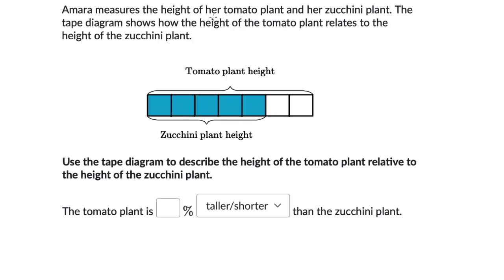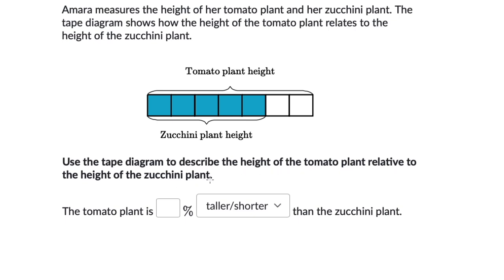Amara measures the height of her tomato plant and her zucchini plant. The tape diagram shows how the height of the tomato plant relates to the height of the zucchini plant. All right, so if this whole thing is the tomato plant height, the part that is shaded in is the zucchini plant height. Use the tape diagram to describe the height of the tomato plant relative to the height of the zucchini plant.